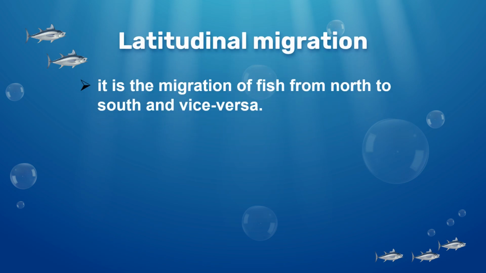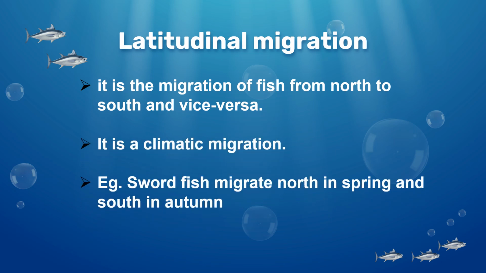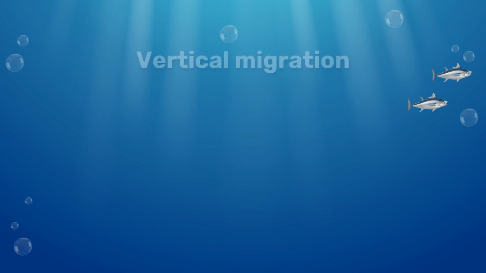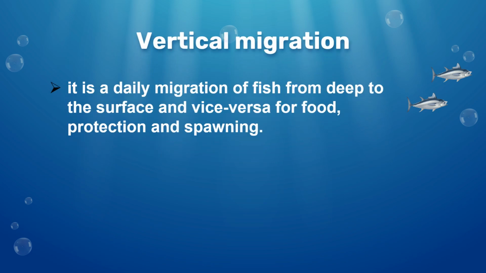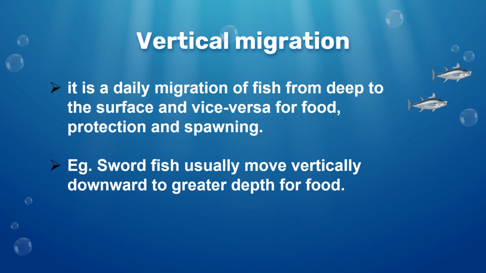Latitudinal migration is a migration of fish from north to south and vice versa. It is a climatic migration. Example, swordfish migrate north in spring and south in autumn. Vertical migration is a daily migration of fish from deep to the surface and vice versa for food, protection and spawning. Example is a swordfish. Usually it moves vertically downward to greater depth for food.